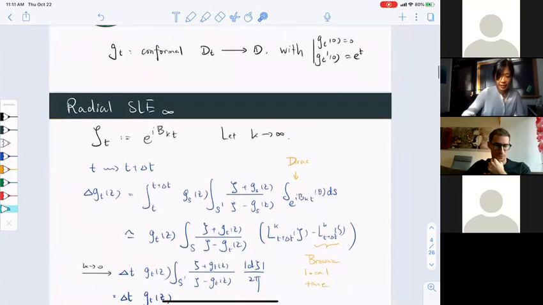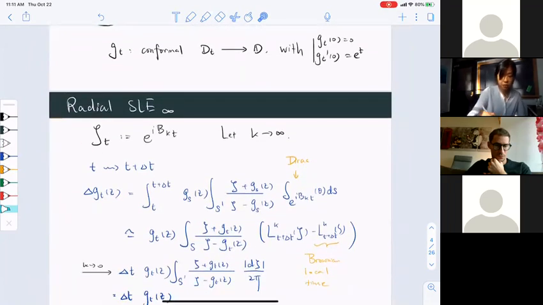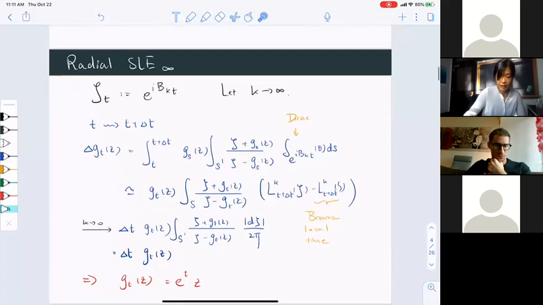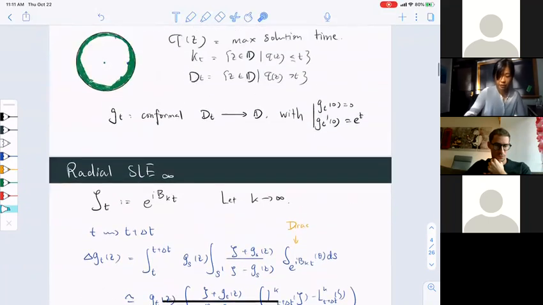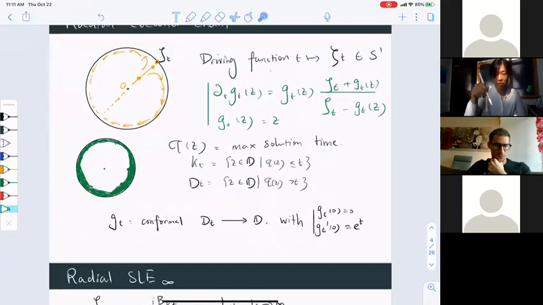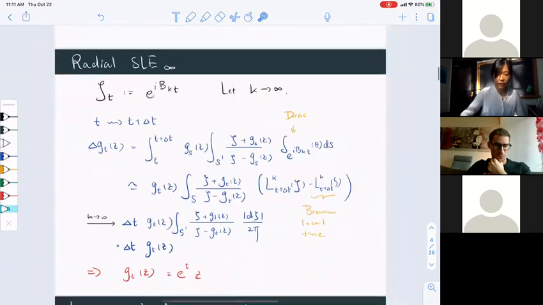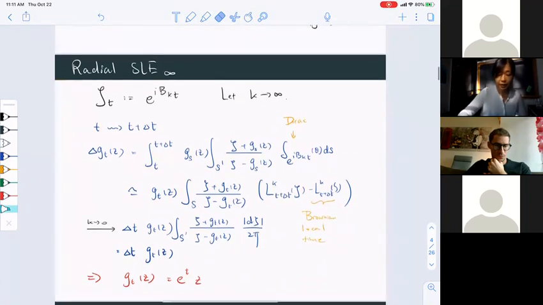Radial SLE is when we take the driving function to be a Brownian motion on the circle, which just means the exponential of i B_{kappa t}, or you can also replace it by the square root of kappa times B_t. It's just a Brownian motion on the real line, but wrapped around the circle. Again, with this radial SLE, there's the same phase transition: when kappa is greater than 8, the curve becomes space filling. We are interested in the case when kappa goes to infinity.